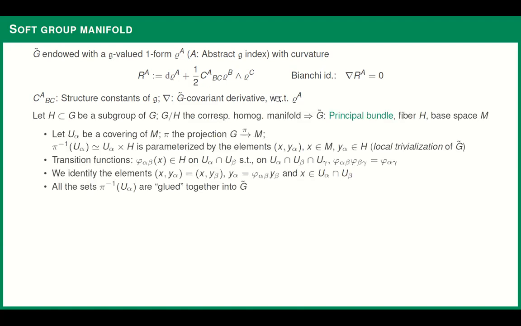So now I will just show you, it's technical, but this is just to show how one thing that at this point should be immediate, that is the way in which we derive from those forms defined on the soft group manifold, how we see that they are a Cartan connection. So we consider a subgroup H of G, and we have this quotient G over H, which is the corresponding homogeneous manifold. And in particular, when we consider the soft group manifold, this will be our principal bundle with fiber H and the base space M.